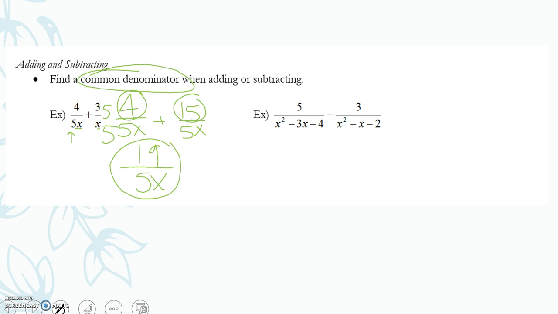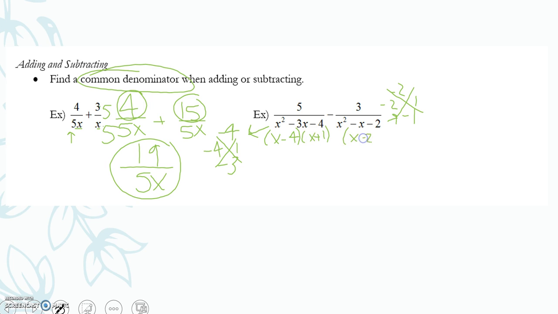Last question. So again, need to get a common denominator. So before I do that, I'm going to factor because that's going to make my life easier in the long run. So -4, -3, that gets me -4 and 1. Same over here. -2 and -1, that gets me -2 and 1.